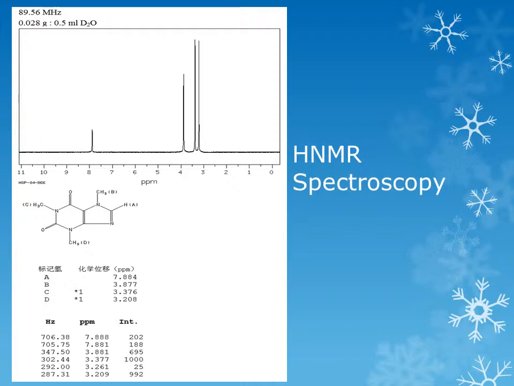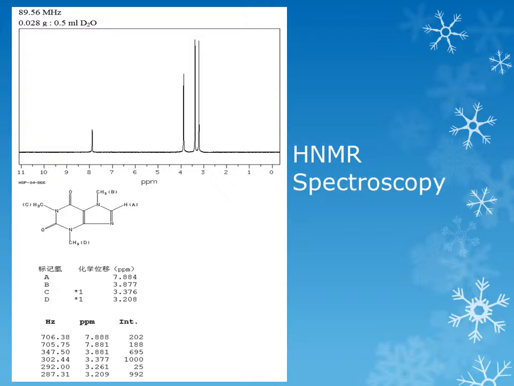The graph below is of the H NMR spectroscopy. There are 4 peaks in it. The first peak has 3 hydrogens, and it is off of the carbon labeled below by D. It is at 3.208 ppm.